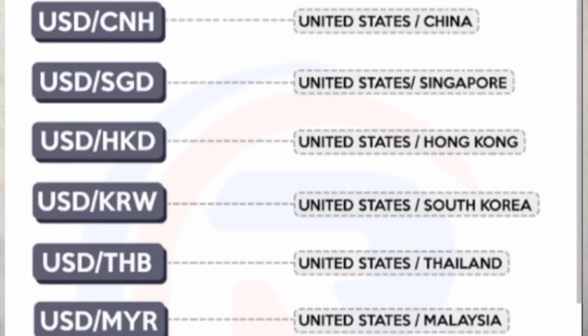We have USD/KRW, which is United States to South Korea. We have USD/THB, which is United States to Thailand. We have USD/MYR, which is United States to Malaysia. All these are examples of exotic pairs. These are pairs of developing or underdeveloped nations that are usually crossed with US dollar, and they're usually not traded that much. It's going to be very hard for you to see people trading such exotic pairs.